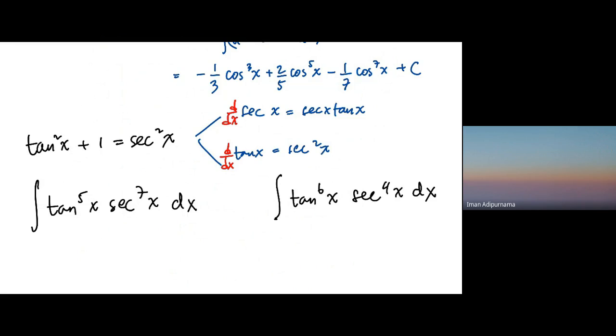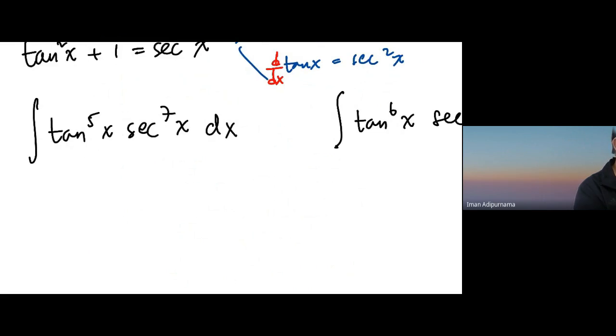We have 5, 7, and 6, 4, the powers of tangent and secant. Now, if you look here, this is an odd number, right? 5, 7. So if we separate secant and tangent from this tangent 5 and secant 7, the power will be even. If the power is even, we can exchange tangent squared into secant squared or secant squared to tangent squared, right? So that's the idea actually.